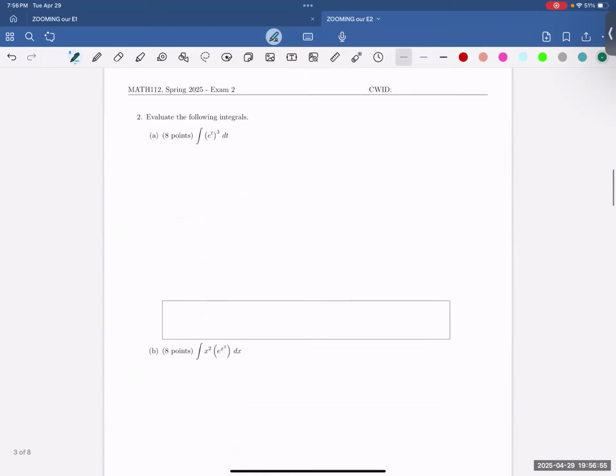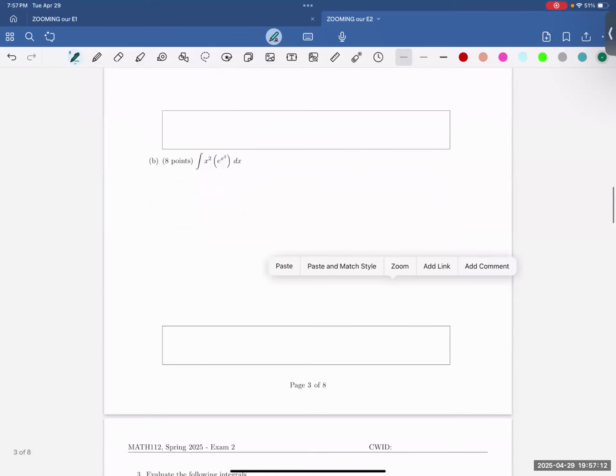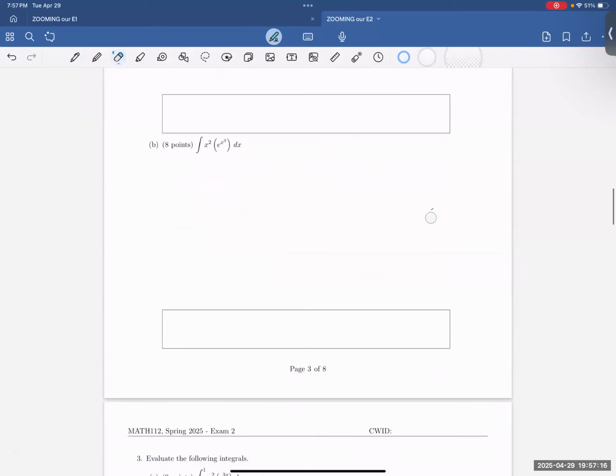Okay, e to the t cubed. This is the same as e to the 3t dt. This is an exponential, which anti-differentiates to itself. And if the derivative of the inner function is a constant, you divide by the derivative of the inner function. There you go. Then x squared e to the x cubed.